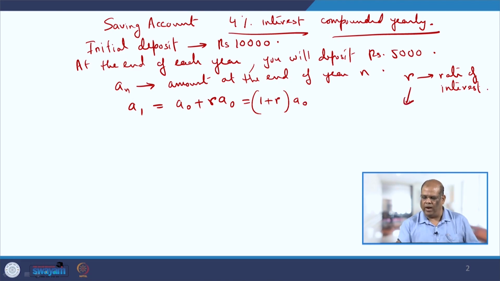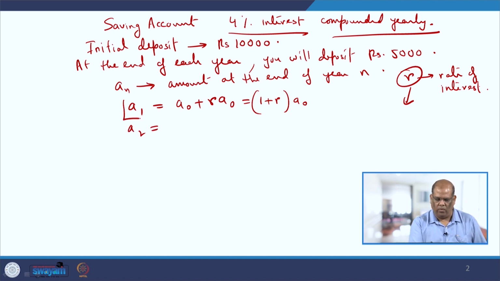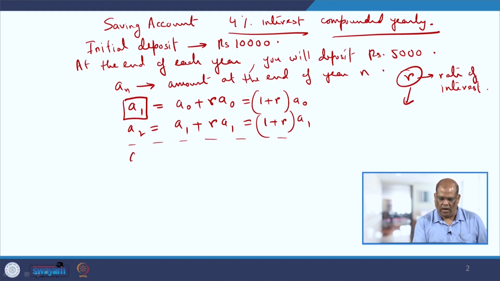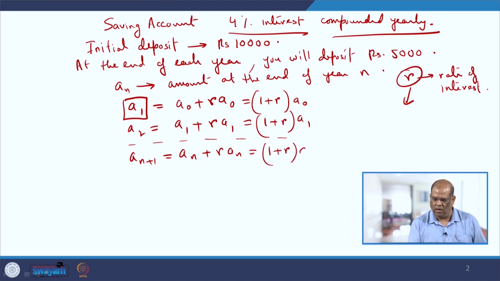And please note that this rate of interest is usually not given in percentage, but if it is given in percentage, you have to divide it by 100, and then that value will become the R. So, in the second year, I have my new principal, which is A1, and rate of interest multiplied by A1. So, (1 plus R) into A1. In a similar manner, it will go on, and in the (n plus 1)th year, I will have A_n plus R times A_n equal to (1 plus R) into A_n.